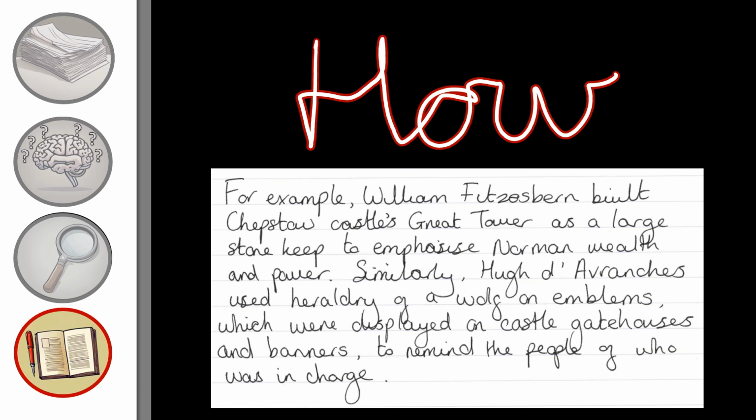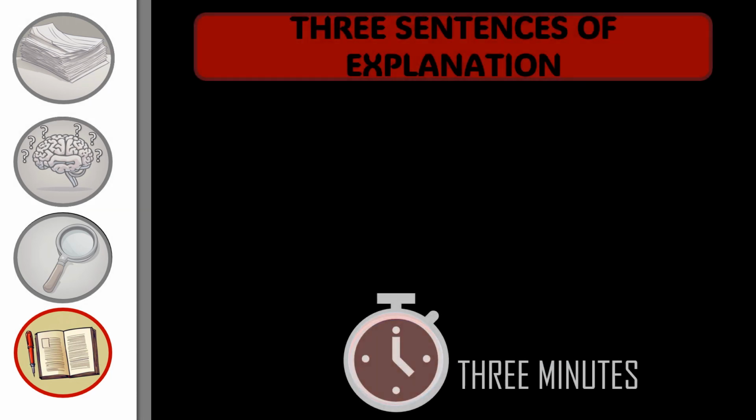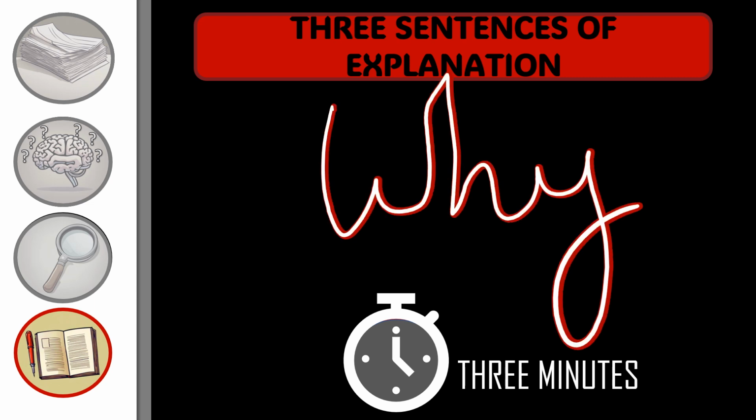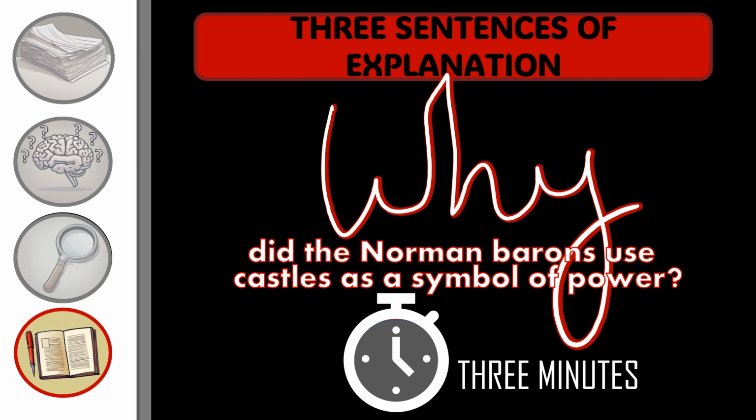So here we have two simple sentences that actually provide quite a lot of fact about the way in which castles were used to show wealth and power. Then you go on to do 3 sentences of explanation, considering why did the Norman barons use castles as a symbol of power. 3 minutes, off you go.